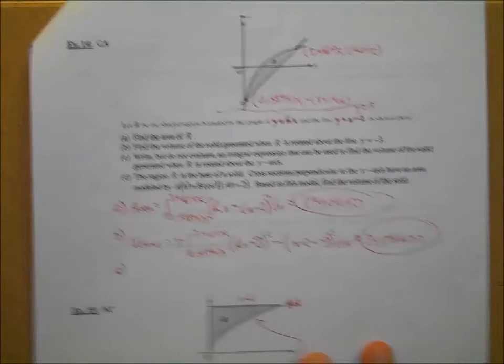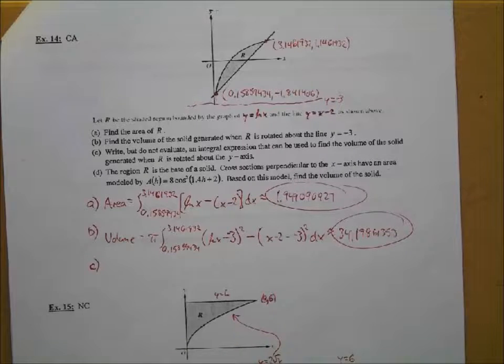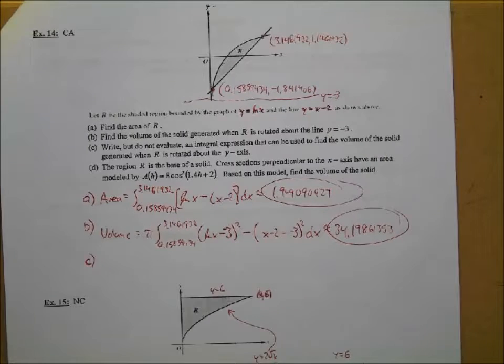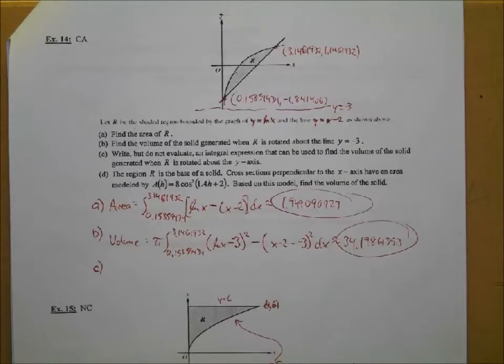Sorry, Mario. All right. Letter C. Thanks. Yeah, I know. Why did you guys say that? Because they want to know. They want to see what's right and what's not right. So letter C, write but do not evaluate an integral expression that can be used to find the volume of the solid generated when R is rotated about the y-axis.